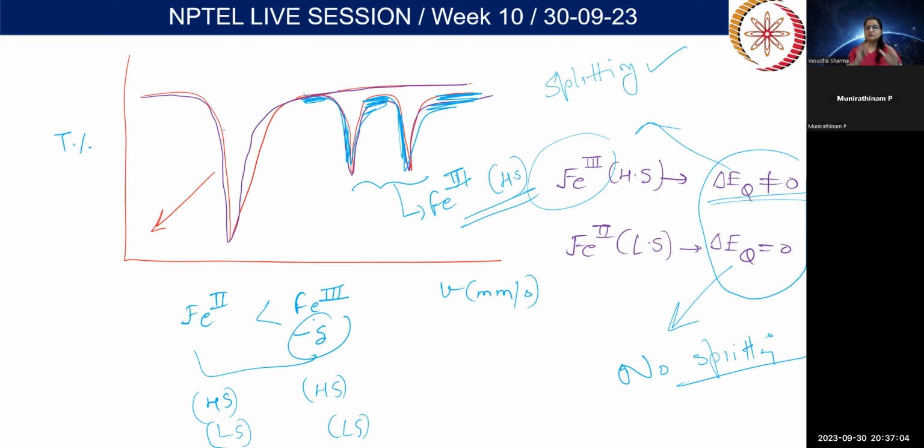So is that clear? In that particular aspect, look at the splitting. Splitting will give you a better idea of which one is going to split and which one is not. If iron 3 is going to split, it is very clear that the right side is the splitting of one peak and the left side is not splitting at all. Therefore, the left one is the iron 2 low spin. So is this clear?